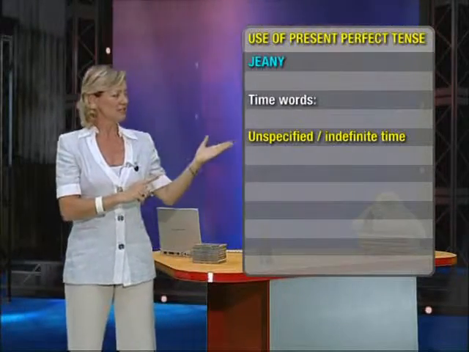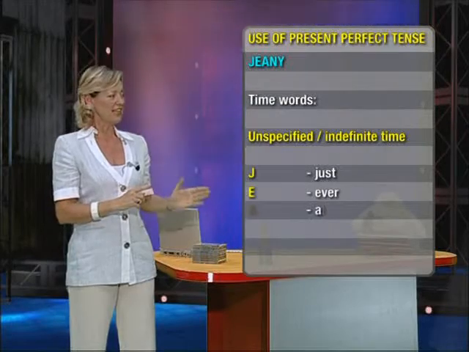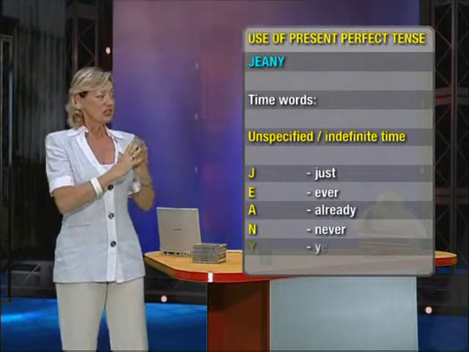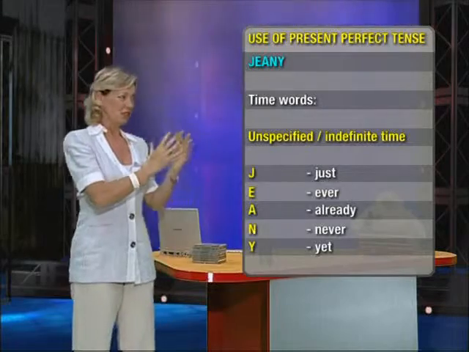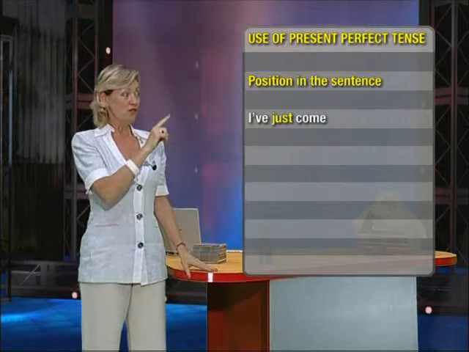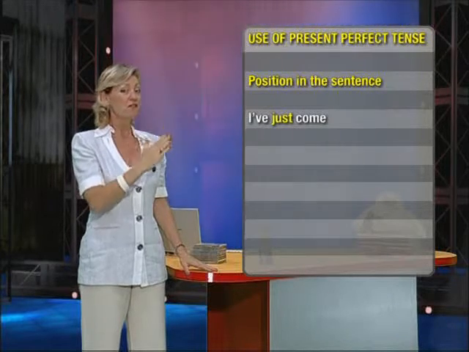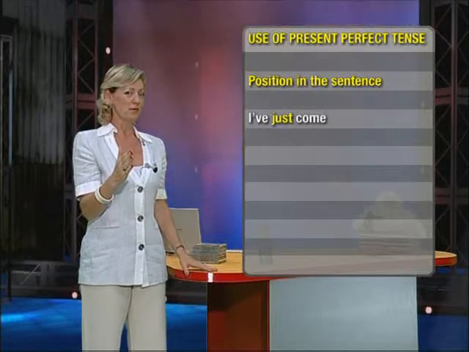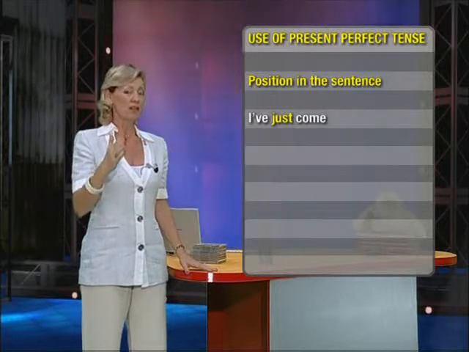So yet. I want to look at these on the screen with you now and see where we put them in the sentence, because that's important. Just, ever, already, never, yet. There they are. You see them written. So, they are indefinite time words. Look at them in the sentence. I've just come. Do you notice where it is? It's before the past participle, after the auxiliary, before the past participle.